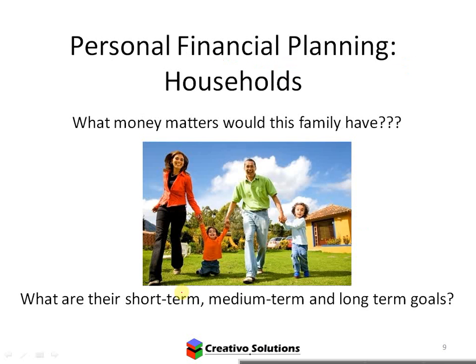Let's start off with this note. I want you to consider this family. Have a look: husband and wife, 2 kids, house, cars, garden, nice weather in the background. What money matters would this family have? I want you to try to think of as many as you can.